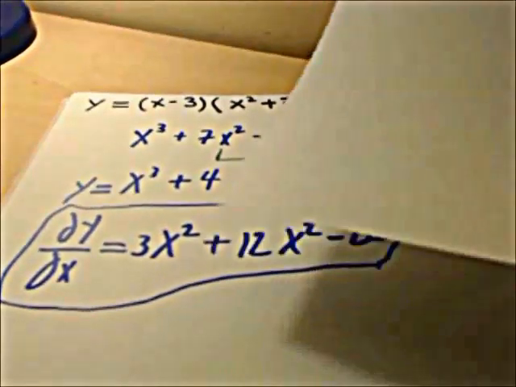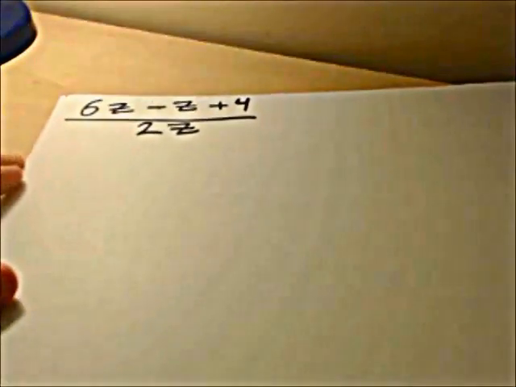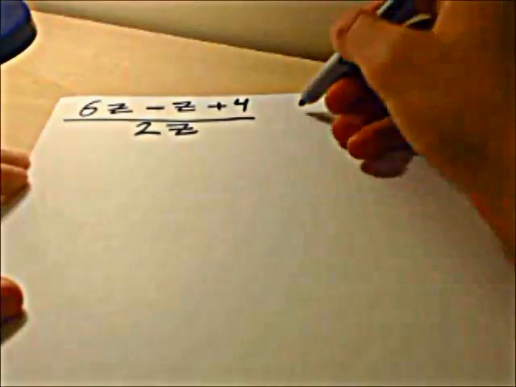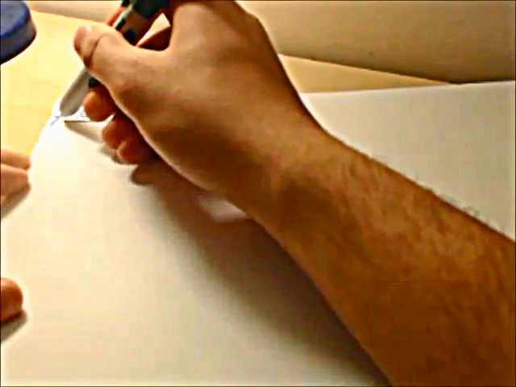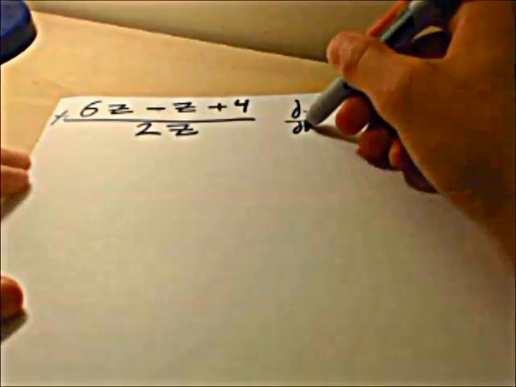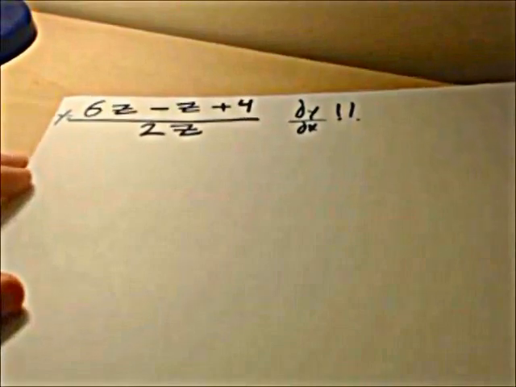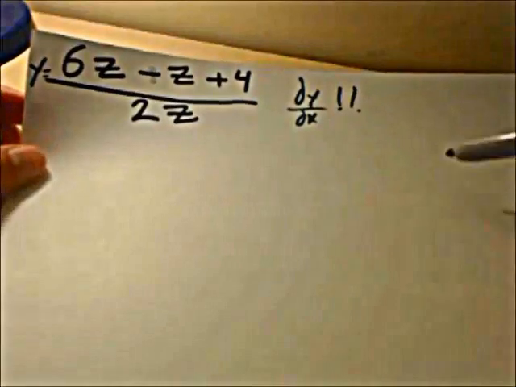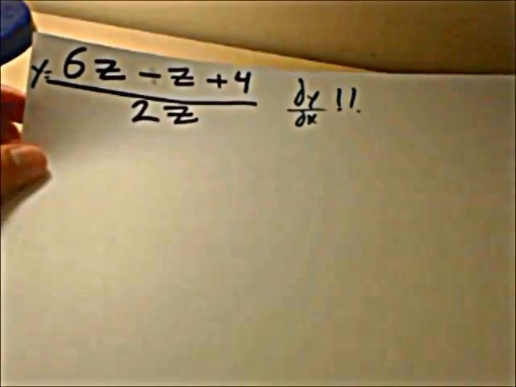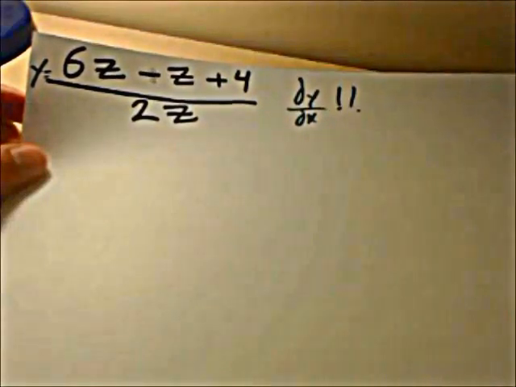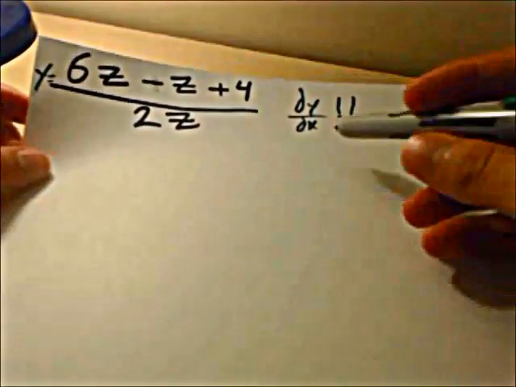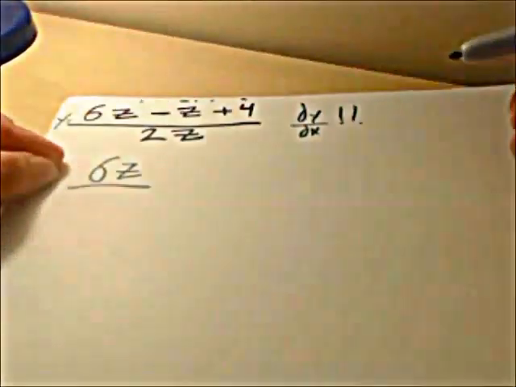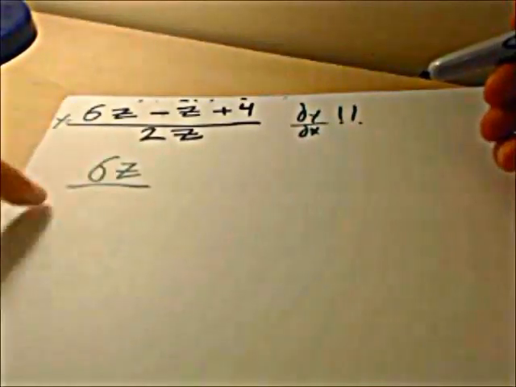Let's try another example, but this time we're going to try to solve a fraction. Let's call this y again, and let's try to find dy over dx here. What I like to do here is break down the fraction into smaller fractions, and then find the derivative of each fraction individually, because that would be a lot easier. So what we can do here is take the numerator and divide each piece in the numerator by the denominator.